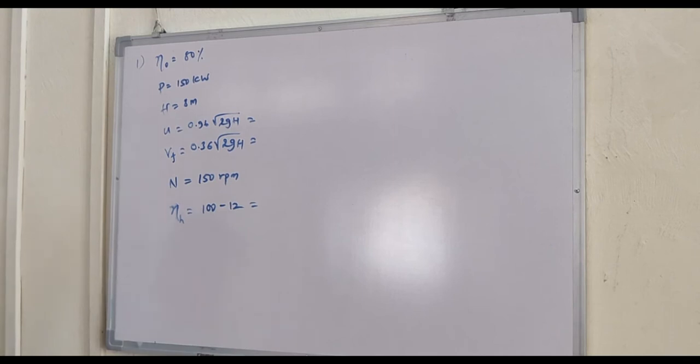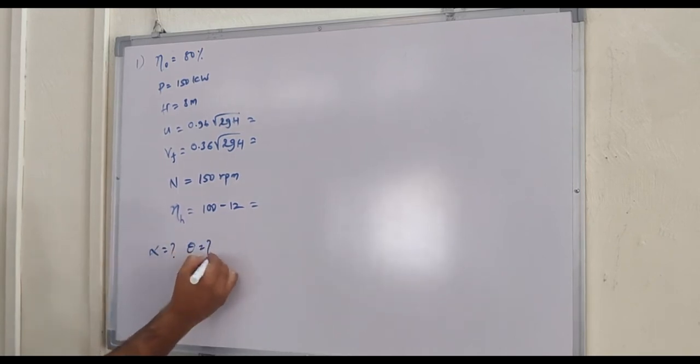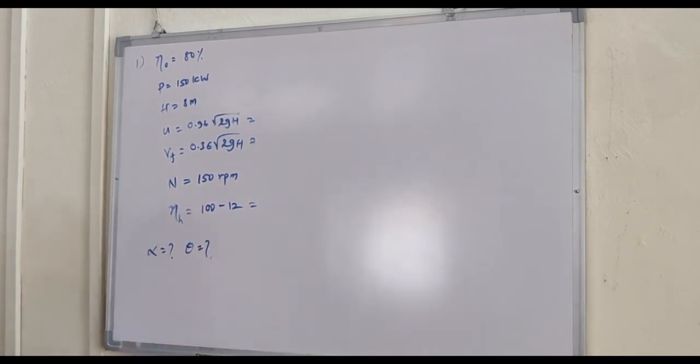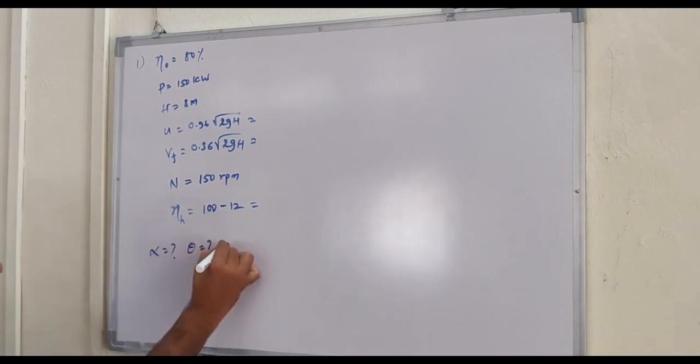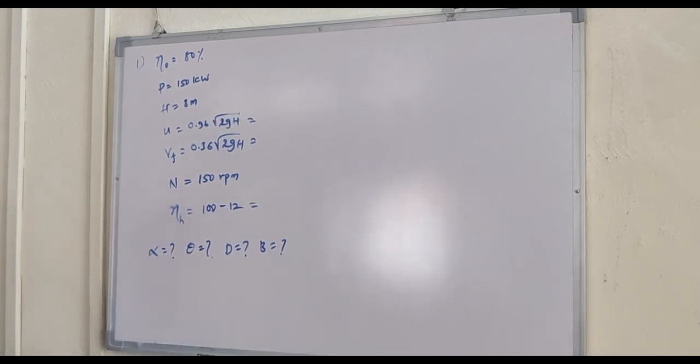88%. Okay. Right. Now the hydraulic efficiency is given to you. Next, what are things to be calculated? We need to calculate how much is the guide blade angle at the inlet, which is alpha. Then we need to calculate how much is theta. After that we need to calculate how much is diameter at the inlet, which is capital D. Then we'll calculate how much is this one. Okay. These are the values to be calculated from the given data.